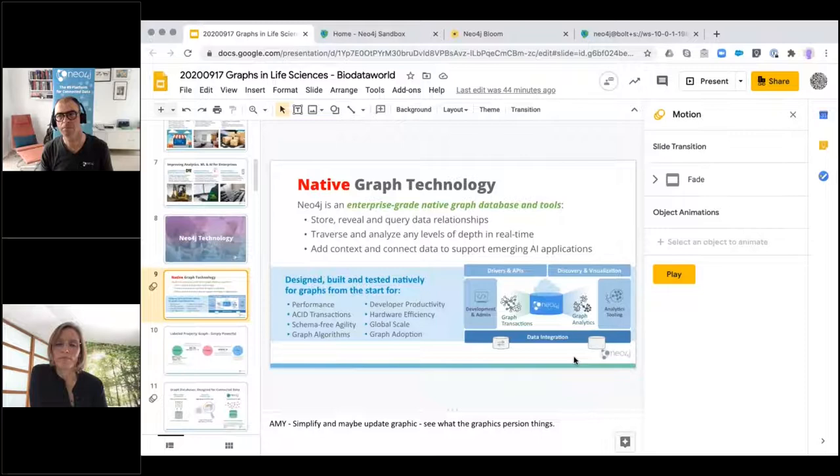How to represent what? Sorry? How to represent the temporality of the edges. Okay, that's a great question. Well, obviously you can put timestamps on everything, right?